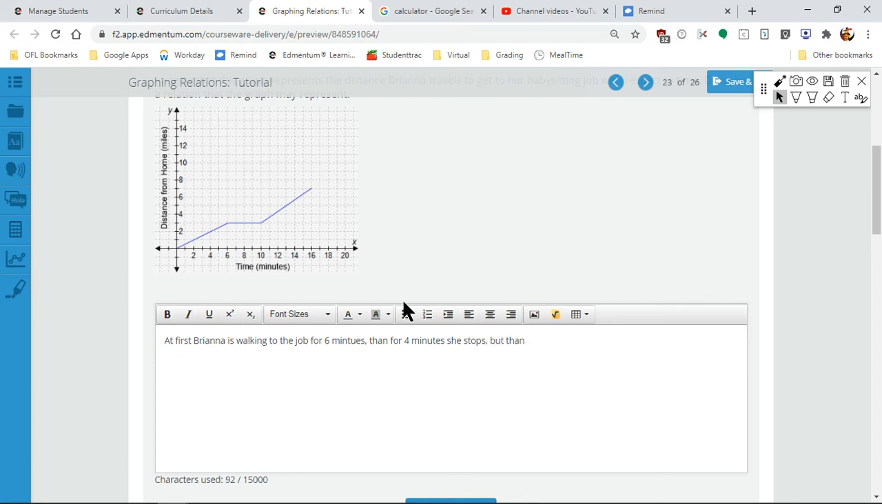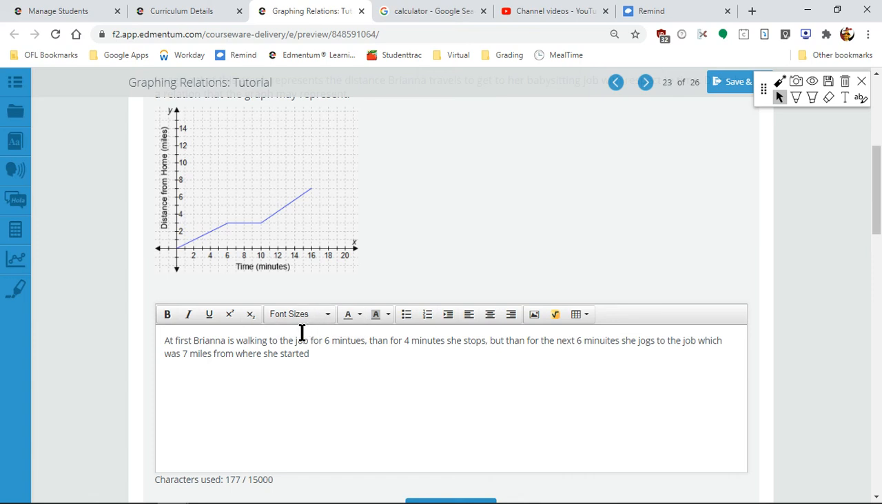but then from 10 to 16, for the next 6 minutes, because 16 minus 10 is 6 minutes, she jogs to the job, which was 7 miles from where she started.